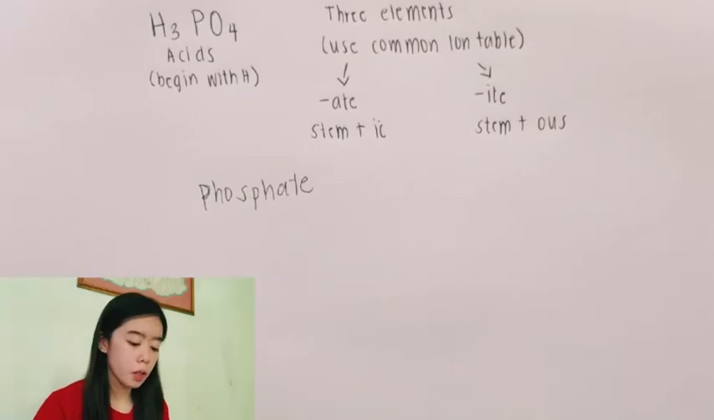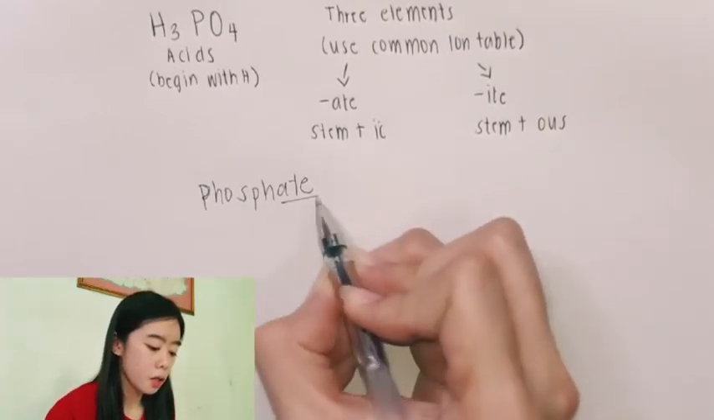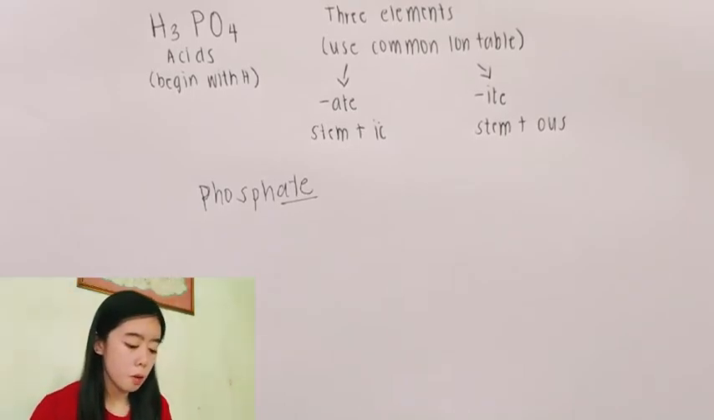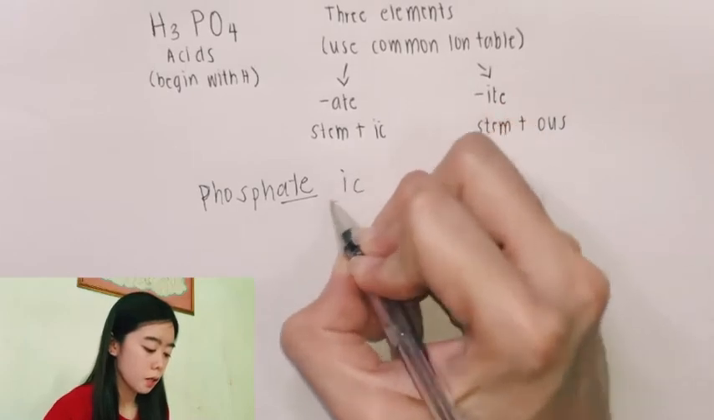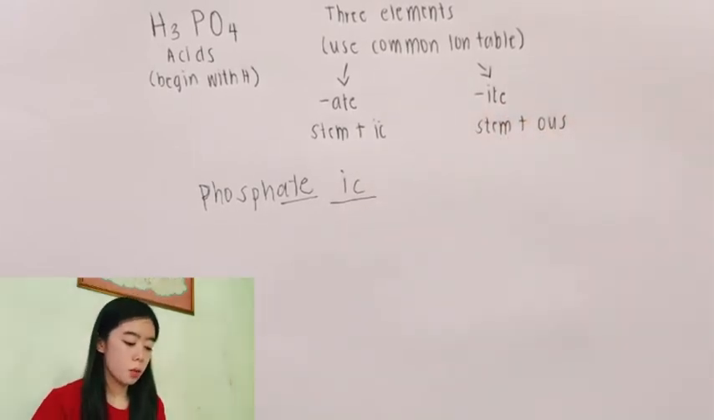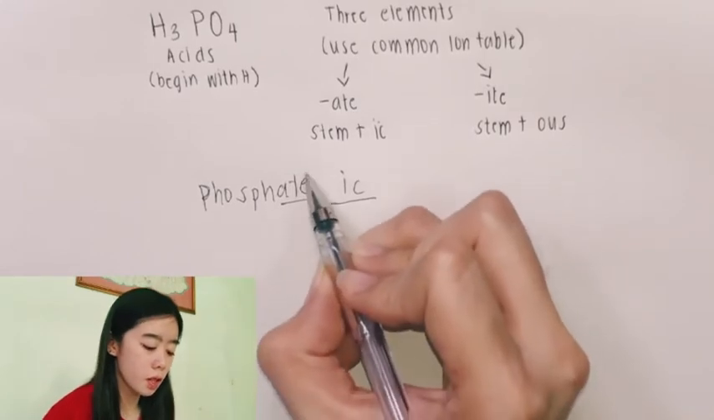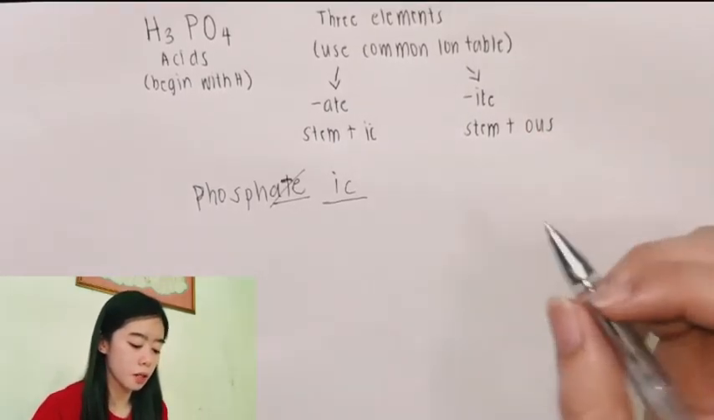And we will look in the flow chart. It ends with ATE. So that means we will get the stem of phosphate and replace the ATE with IC. So we get rid of ATE and we write IC, and we have the name acid.